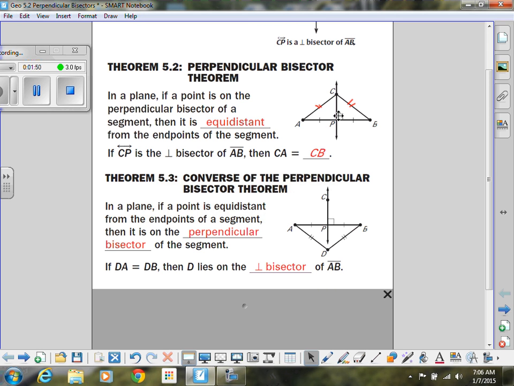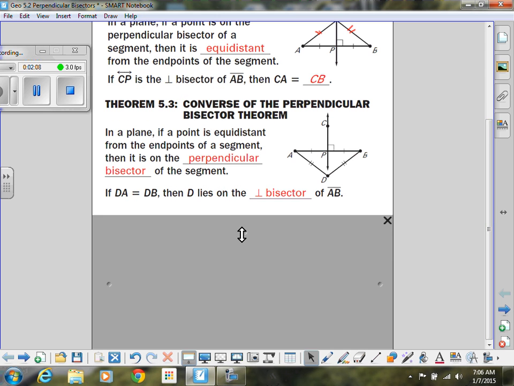So the original one is, if we know we have a perpendicular bisector, then a point on that perpendicular bisector is the same distance from those endpoints. Conversely, if a point is the same distance from those endpoints, then we know it lies on the perpendicular bisector. So let's look at an example of how we can use that.